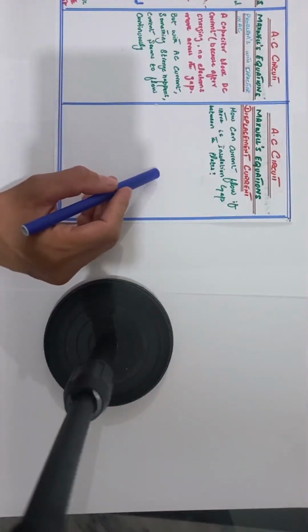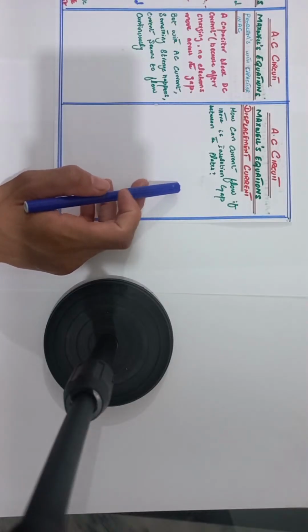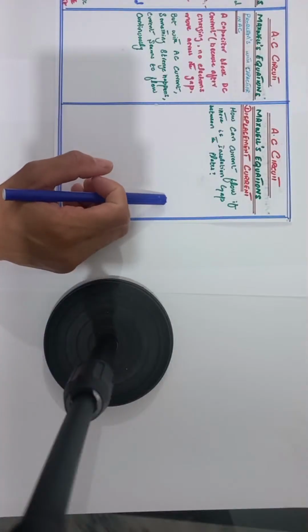Maxwell says that when we apply AC current across the capacitor, an electric field is built up between the capacitor plates that changes with time. That changing electric field is like a current because it produces a magnetic field. This imaginary current between the capacitor plates is called the displacement current.